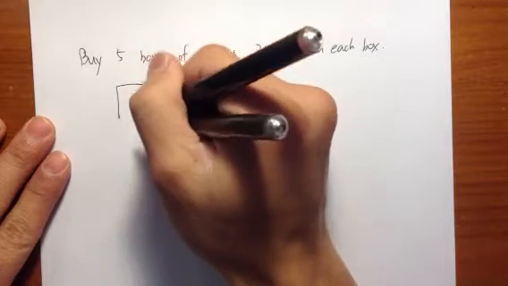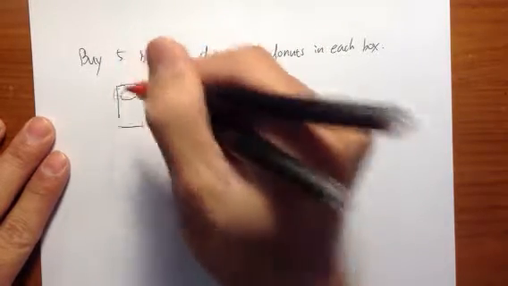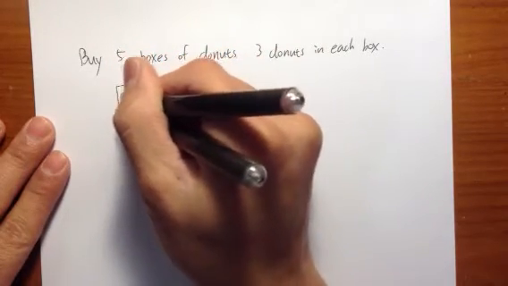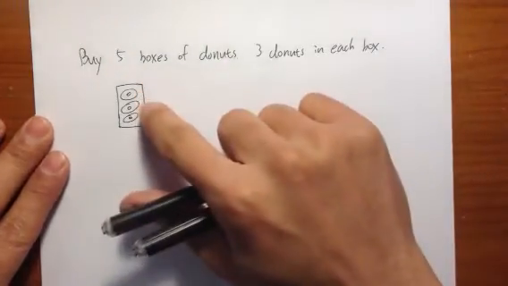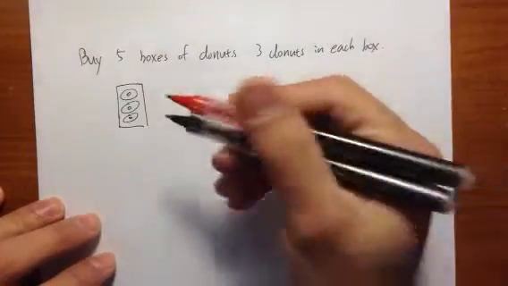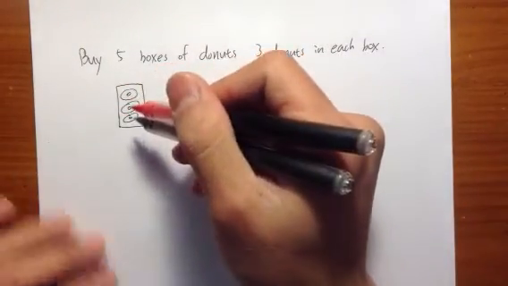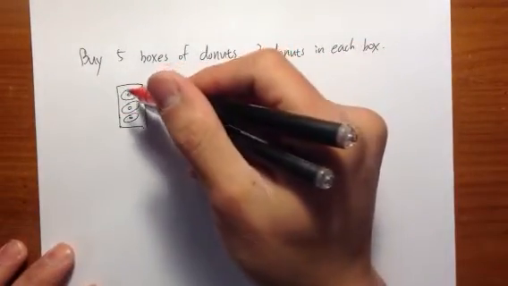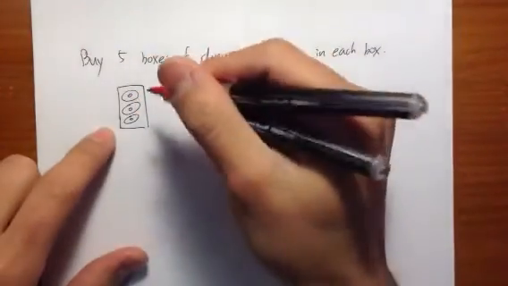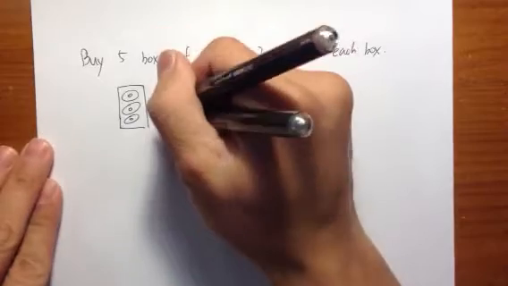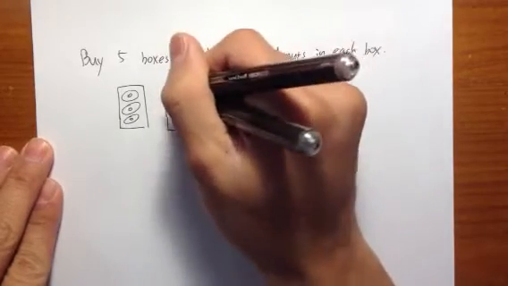So I have 5 boxes. Let's say my first box, and I'm going to draw some donuts. Okay, so that's my first box, and there are 3 donuts in the box. And I know this looks like a traffic light, but I meant to draw a box and 3 donuts inside. Anyways, this is my first box of donuts, and then I have my second box.